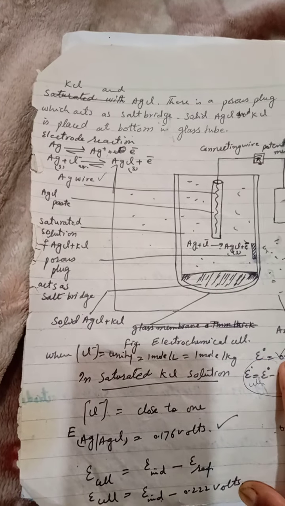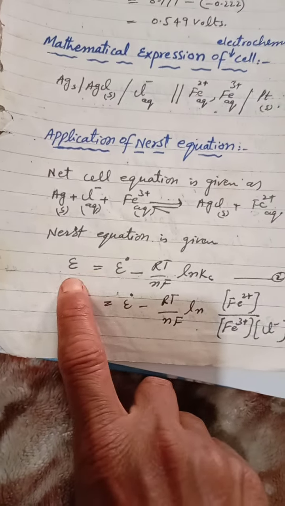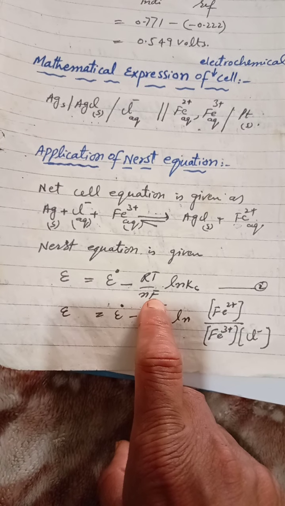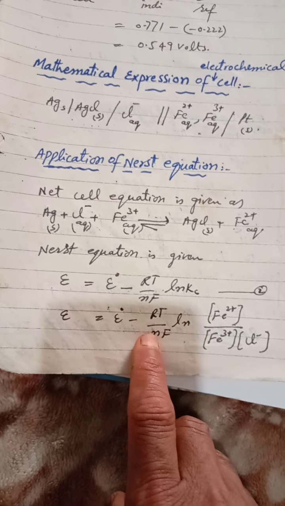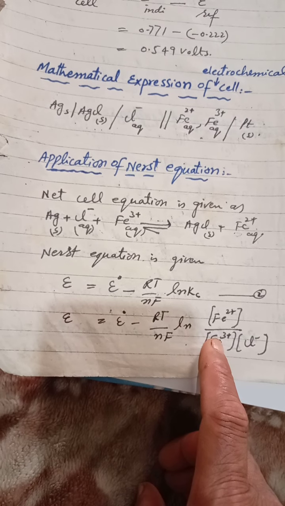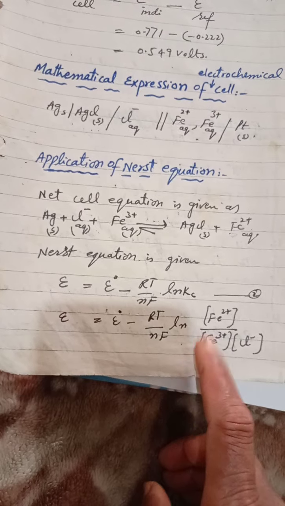Since the standard electrode potential of silver is 0.22 volts, from the Nernst equation we have already studied: electrode potential is equal to standard electrode potential minus RT over nF natural log of Kc. E is equal to standard electrode potential minus RT over nF natural log of the analyte ion solution, like the ferrous and ferric ion solution in which this is dipped.